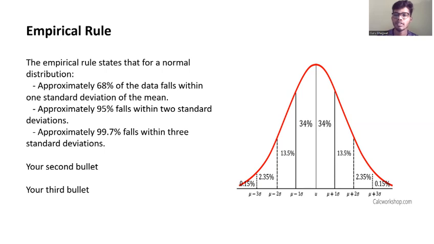Next, this is the representation of the normal distribution, showing how the empirical values are represented. That is 68%, 95%, 99.7%: 68% with respect to one standard deviation of the mean, 95% within two standard deviations, and 99.7% falling within three standard deviations. That is 3 sigma.